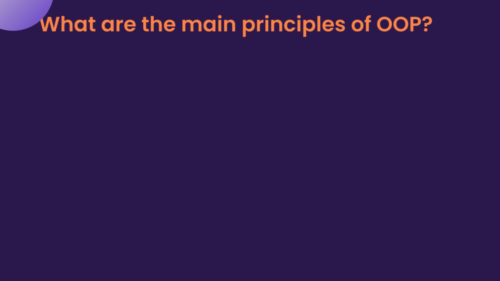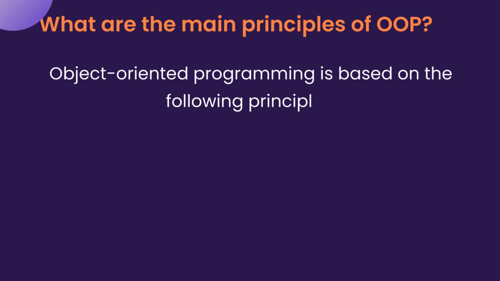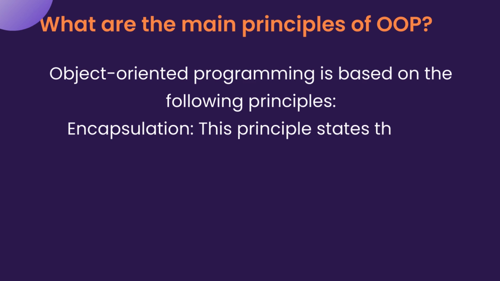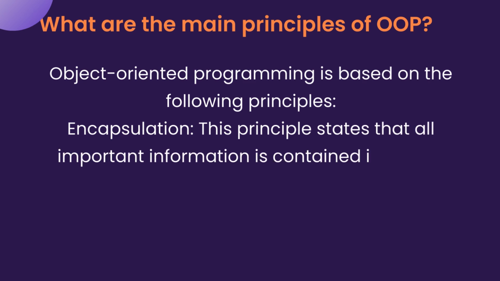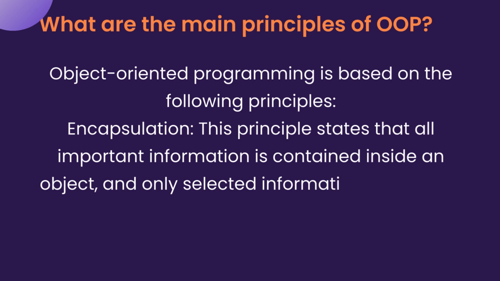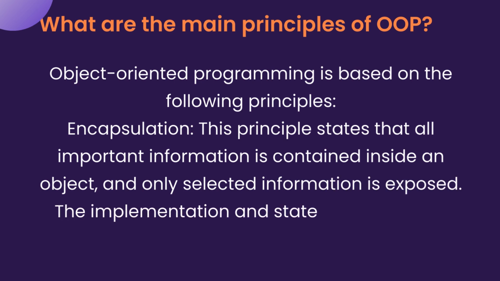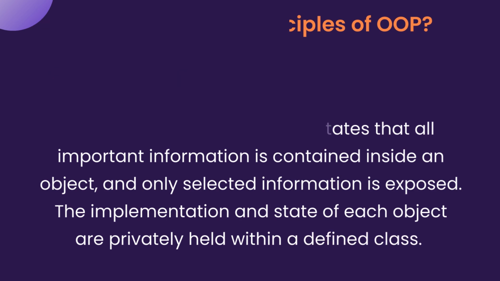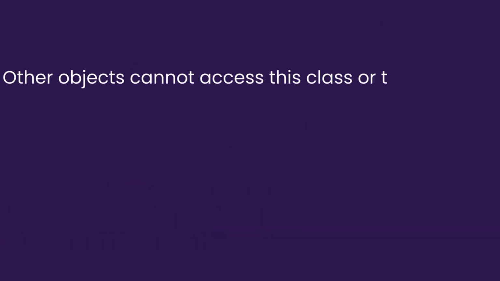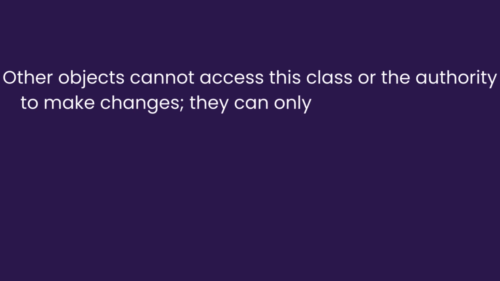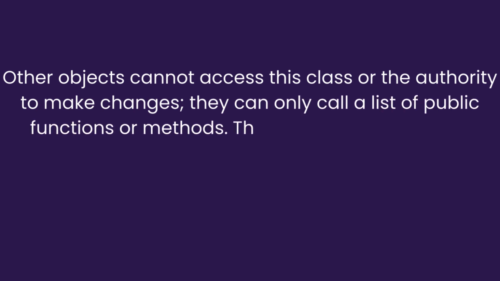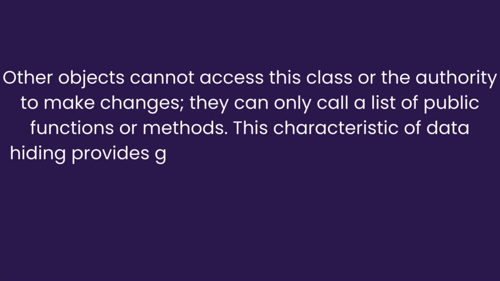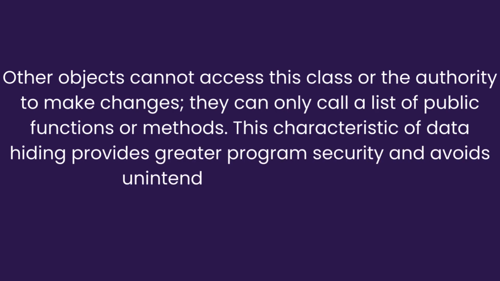What are the main principles of OOPS? Object-oriented programming is based on the following principles. Encapsulation. This principle states that all important information is contained inside an object and only selected information is exposed. The implementation and state of each object are privately held within a defined class. Other objects cannot access this class or have the authority to make changes. They can only call a list of public functions or methods. This characteristic of data hiding provides greater program security and avoids unintended data corruption.